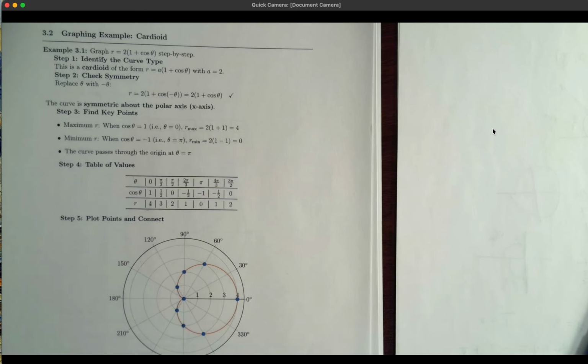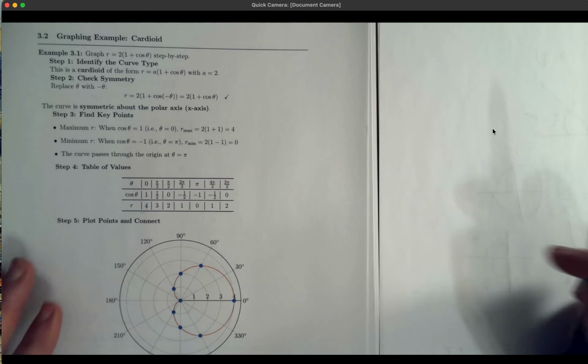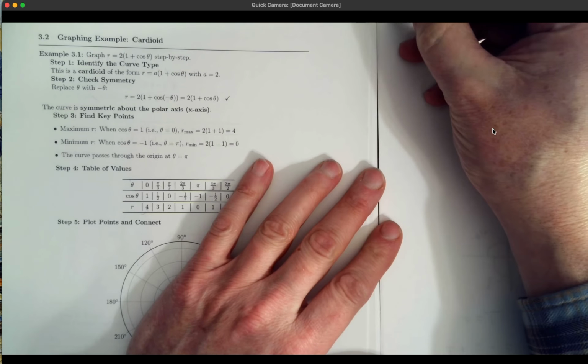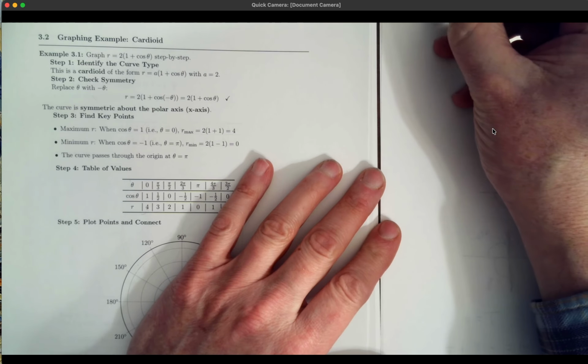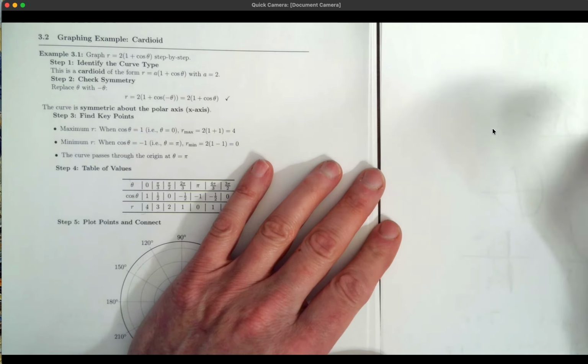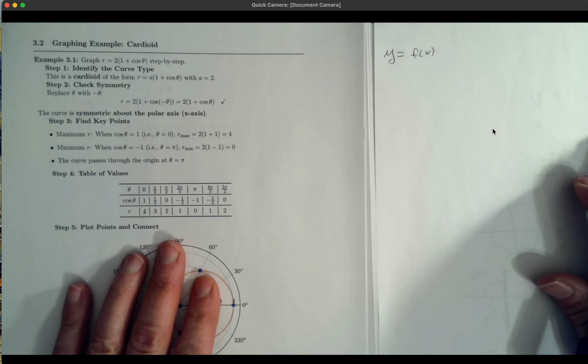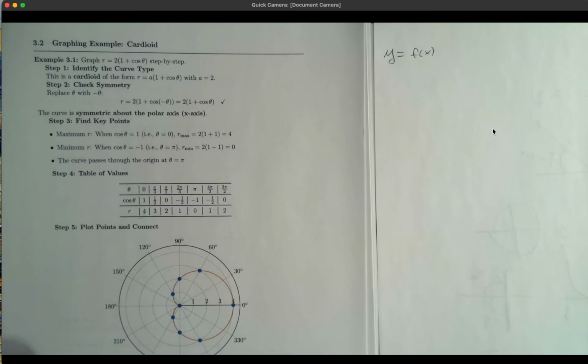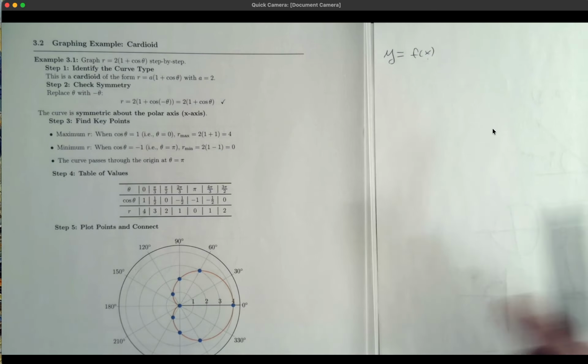All right, so normally when we graph y is equal to f of x, right? So y equals f of x is the normal way of graphing a Cartesian equation. We all know this. We've seen this basically forever.